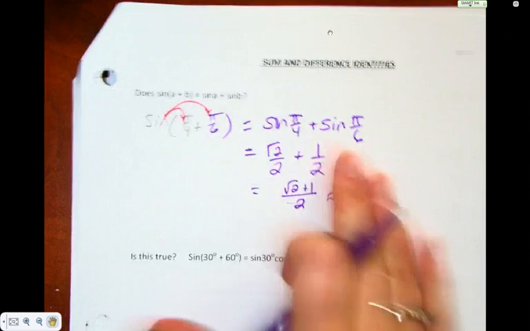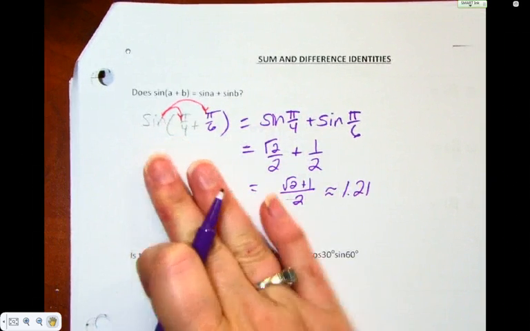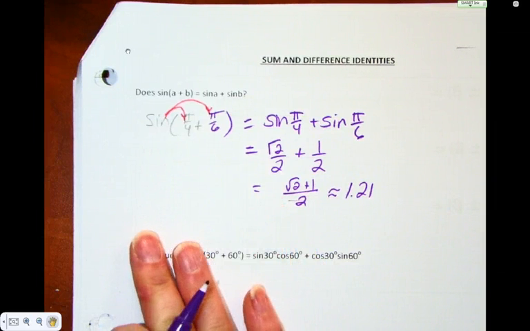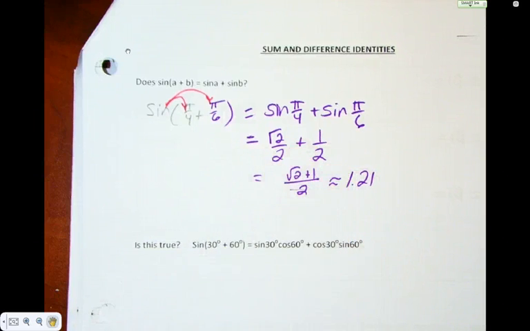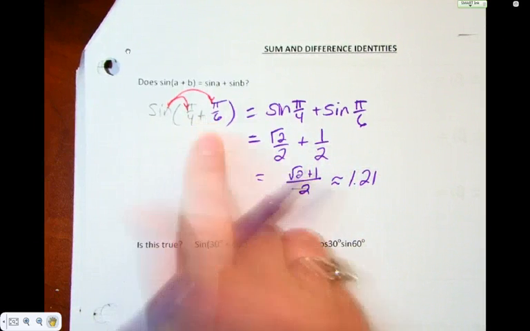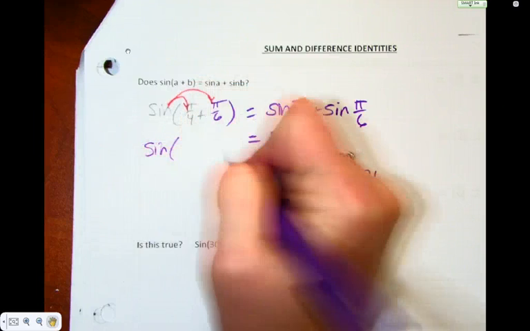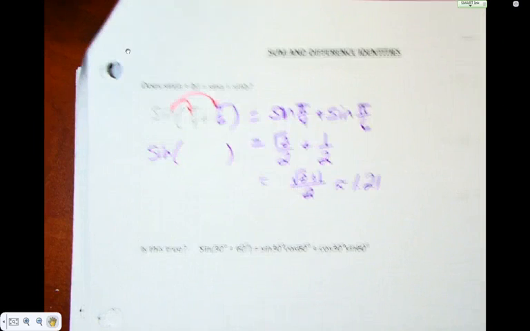So how are we going to show they're the same? Well, now we're going to go to the left-hand side. If we can eventually get it down to 1.21, then we've proven this is true. Heads up, it's not true. Okay, so now we got to combine these within the brackets first. Common denominator of 4 and 6.